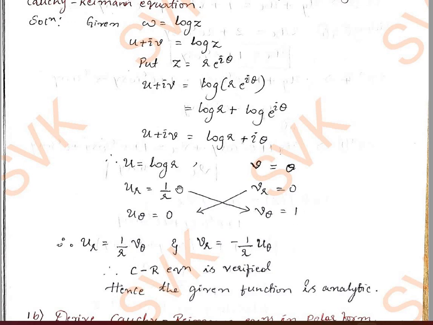So now we are going to verify that u_r is equal to 1 over r into v_theta and v_r is equal to minus 1 over r into u_theta. Definitely these two are equal. Hence the equations called CR equation is verified. We can conclude that the given function is analytic.